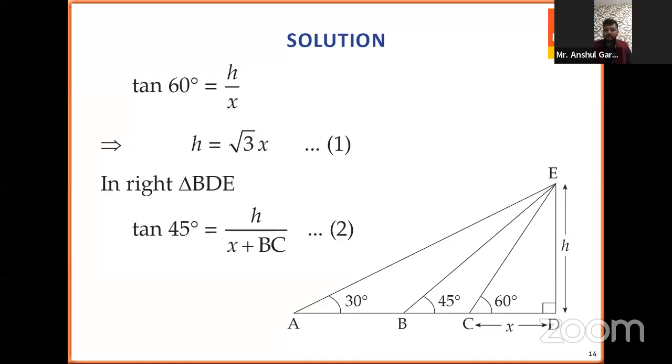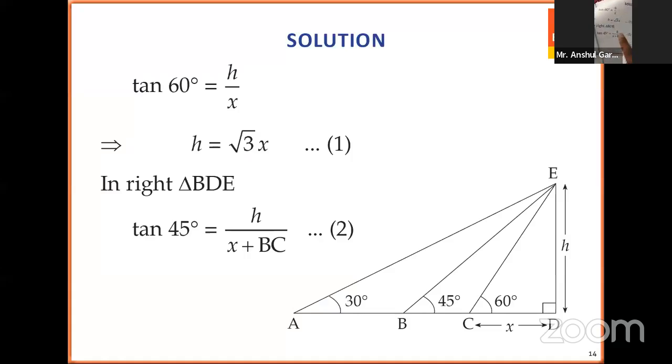So one student was facing a problem. So we have to draw the diagram properly. Let us see the diagram again. There are 3 points from which angle of elevations are given: 30, 45, and 60. And we need to find the ratio of AB by BC. We have considered this as H, this as X. हमने ऐसे triangle बना के HX मान लिया है. अब यहाँ पर हम लिखेंगे tan 30, tan 45, tan 60. What is tan 30? H upon X plus BC plus AB. What is tan 45? H upon X plus BC. What is tan 60? H upon X.